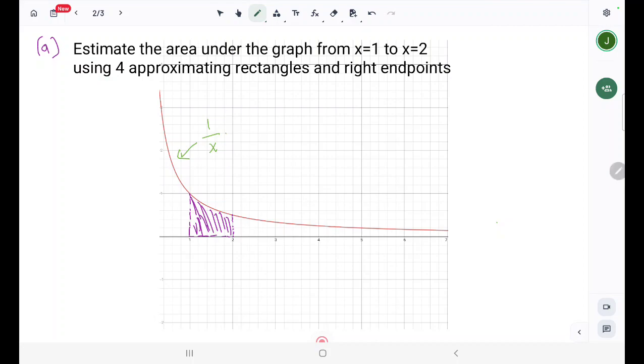So the question is to estimate the area under the graph of this function 1 over x from x equal to 1 to x equal to 2, and we're going to use 4 approximating rectangles and right endpoints. So recall that the right endpoints are going to land right on the function, and we're going to draw it over like this, just like this.